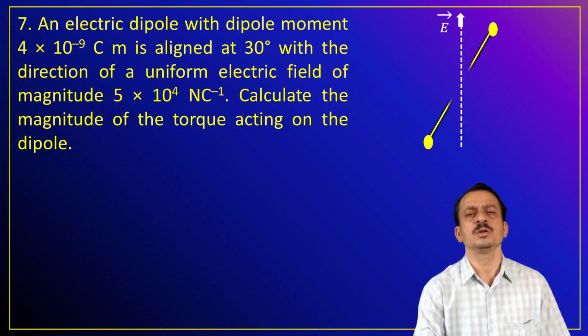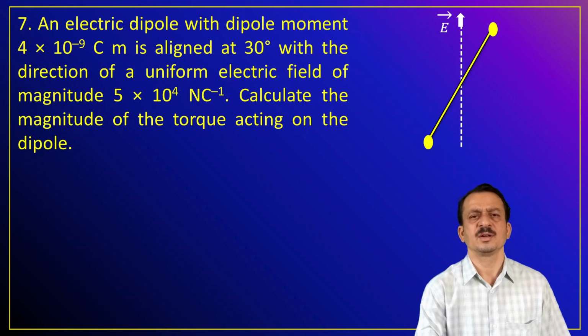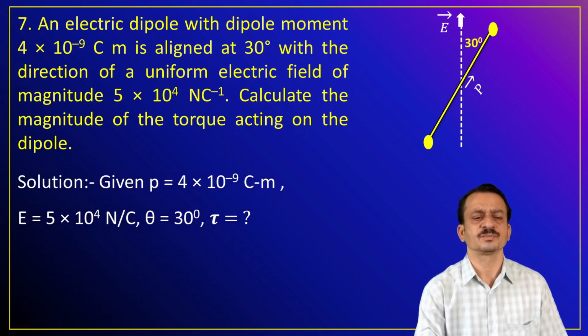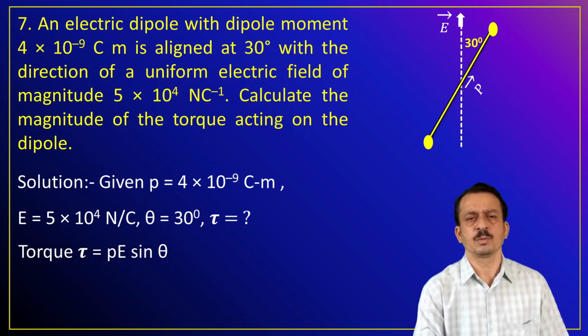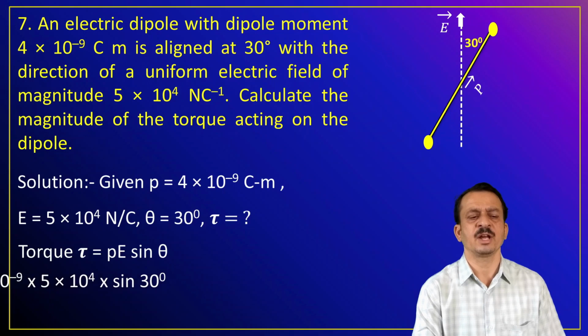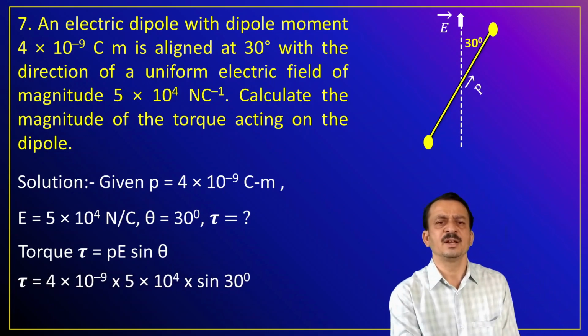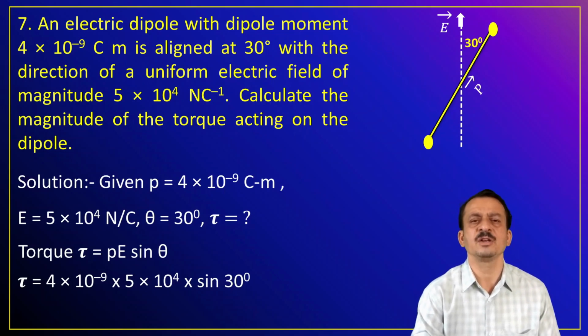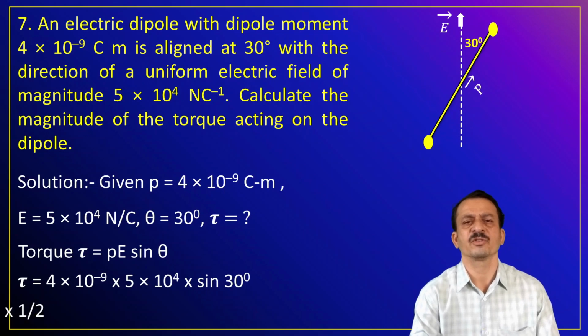Now we'll consider a dipole which is placed such that the dipole moment makes an angle of 30 degree as shown in the diagram. Okay, it is having a 30 degree angle between them. Now we have to calculate the torque. Now torque tau is given by pE sin theta, simple expression. Now p dipole moment, E is the electric field, substitute their values, 4 into 10 to the power of minus 9 into 5 into 10 to the power of plus 4 into sin 30. We know the value of sin 30 is half.